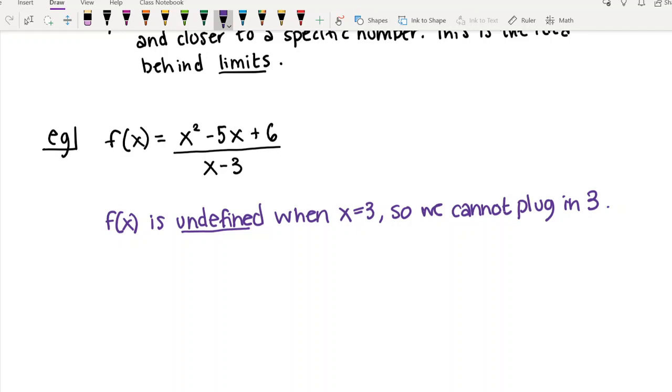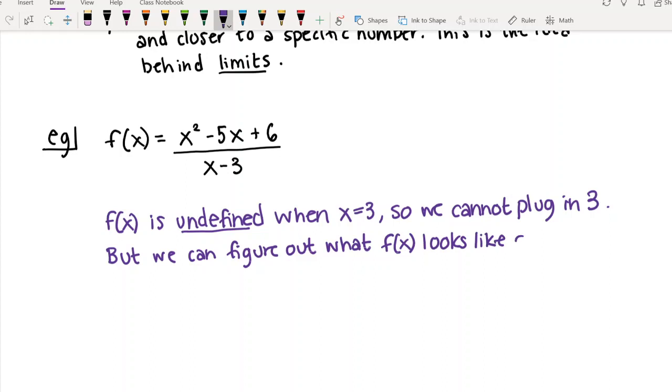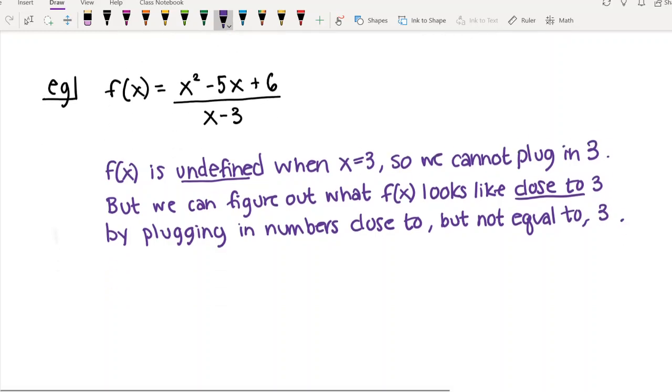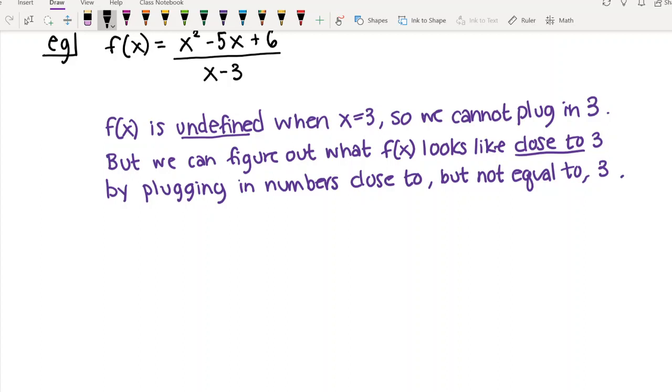So what we're going to do is, instead of plugging in 3, which we obviously can't because we would get something undefined, we're going to plug in numbers that are close to 3. We're going to kind of poke around. Instead of getting directly to 3, we'll just do things as close as we can get. So let me write that down. We can figure out what f of x looks like, or how it behaves close to 3, by plugging in numbers close to but not equal to 3. So we're going to make a table and plug in some numbers and see what we get.